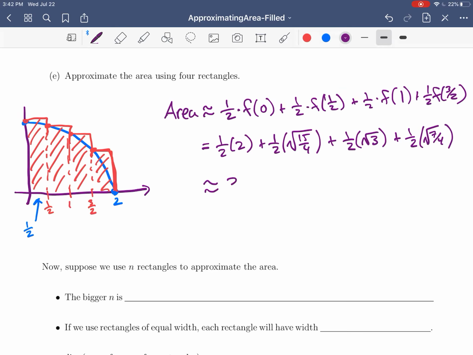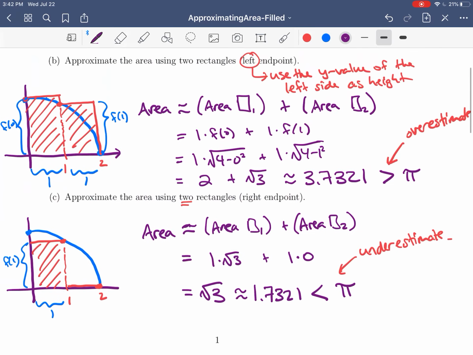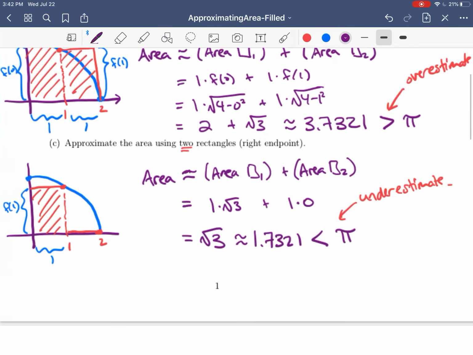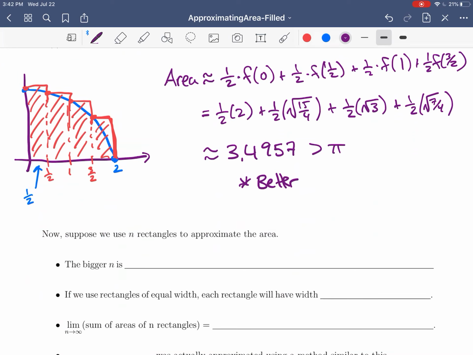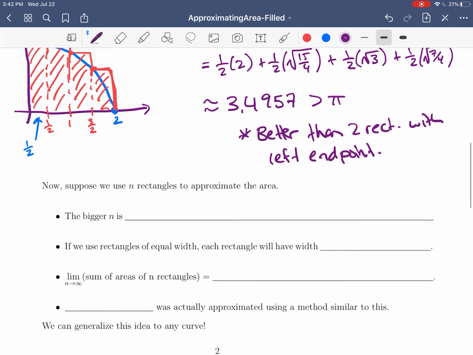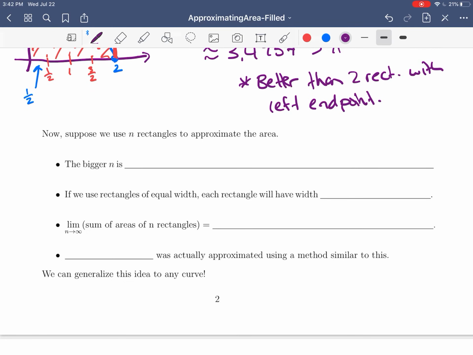Okay, now if we compute this, it's 3.4957. Still bigger than pi, but better if we compare to our first one. It's closer to pi than when we use the left endpoint and only 2. So better than 2 rectangles with the left endpoint. And it turns out that the more rectangles we use, the better the approximation. So if we use n rectangles, the bigger n is, the better the approximation.